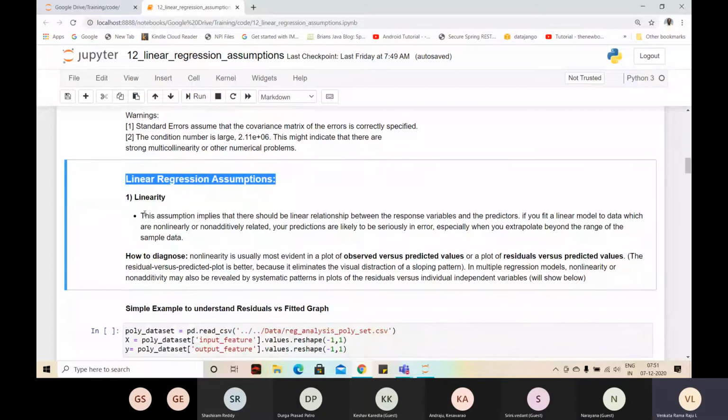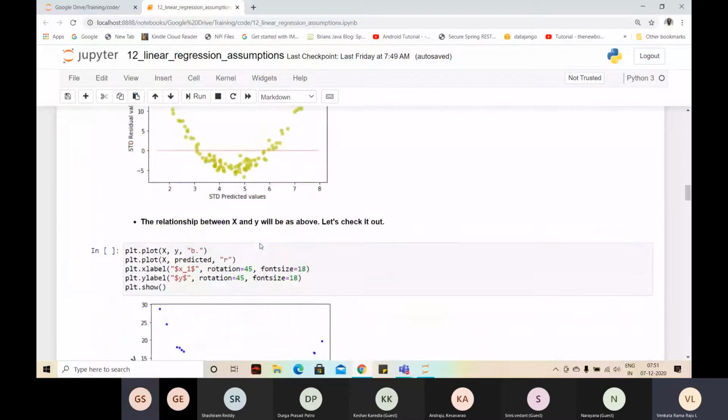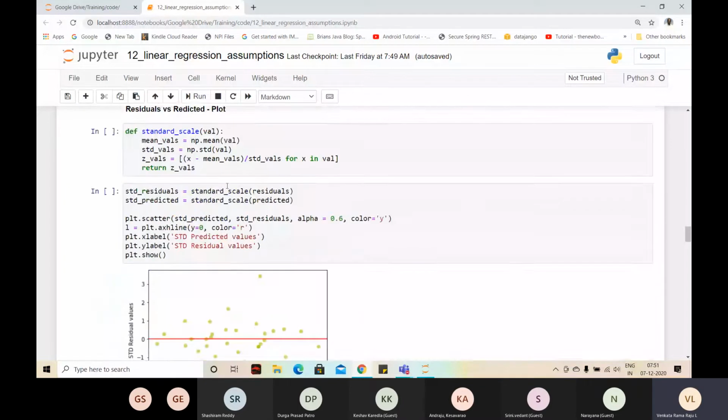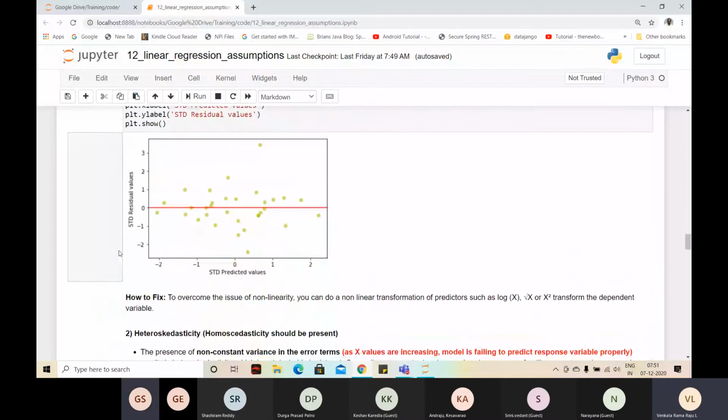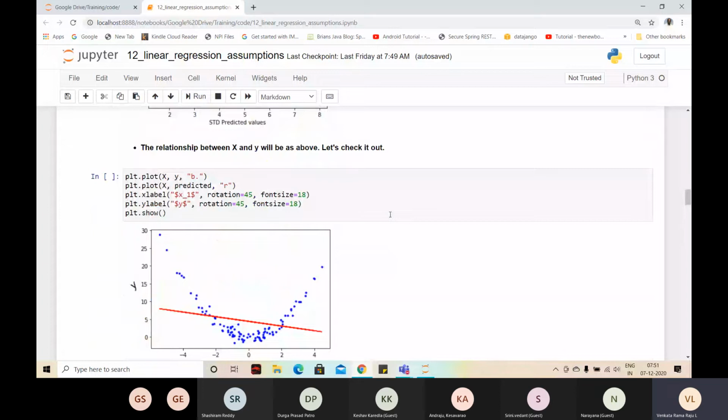Linearity is one assumption. If data is linearly related to the target variable, then the algorithm will give you higher accuracy. To test that, there are two graphs: the observed versus predicted plot or the predicted versus residual plot. To explain that concept, I've taken a nonlinear data set here.